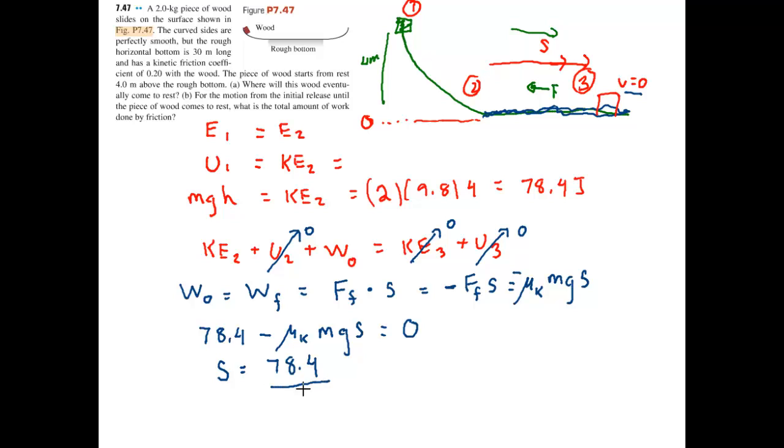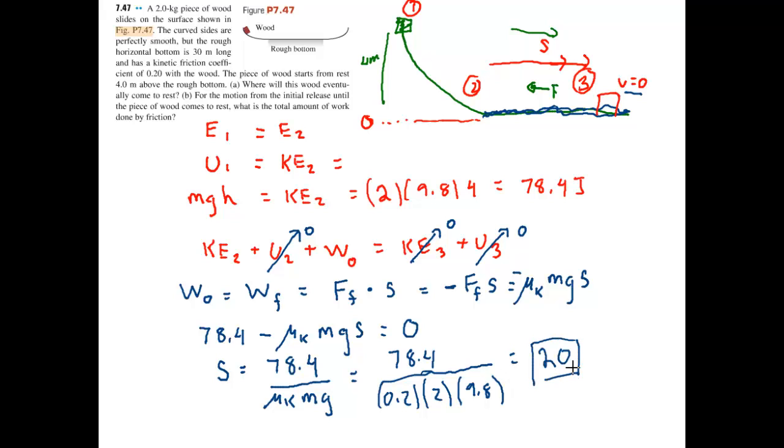S is going to be equal to 78.4 divided by mu sub k divided by mass and gravity. So 78.4, mu sub k is equal to 0.2. The mass is going to be 2 kilograms. Gravity is 9.8 meters per second squared. So at the end of the day, I'm going to come up with 20 meters. That's how far, can't forget my units, that's how far the block is going to travel before it comes to a complete stop.